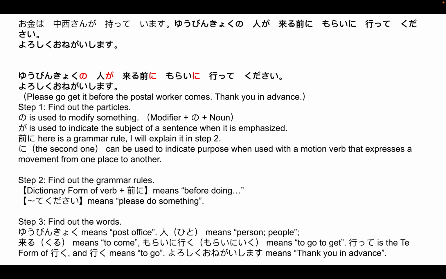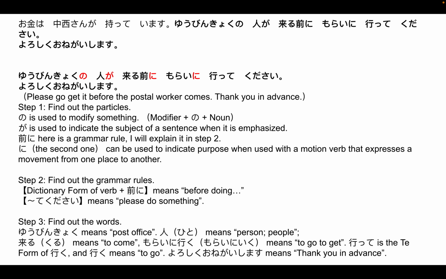郵便局の人が来る前にもらいに行ってください。よろしくお願いします。Please go get it before the postal worker comes. Thank you in advance. No is used to modify something, and ga is used to indicate the subject of a sentence when emphasized. Mae here is a grammar rule. I will explain in step 2. Ni, the second one, can be used to indicate purpose when used with a motion verb that expresses the movement from one place to another. Dictionary form of verb plus mae means before doing. Te kudasai means please do something.